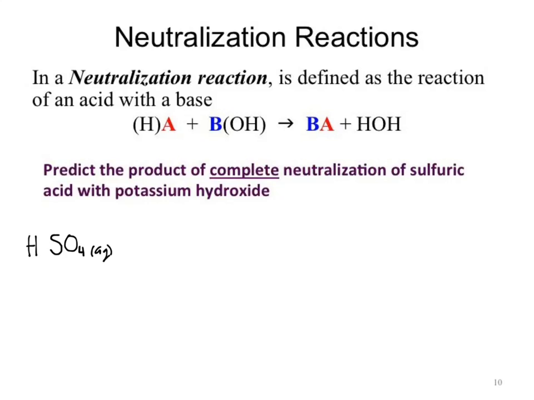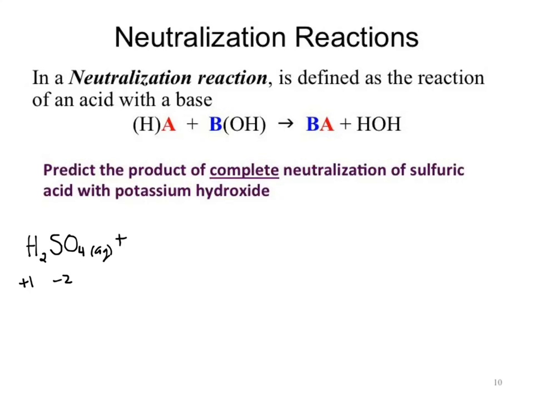Is our formula balanced? Charge on hydrogen, plus 1. Charge on sulfate, minus 2. Does our formula balance? No. What do we need to do? A 2 in front, or a 2 subscript? Formula, subscript. Equation, in front. I know, you have to keep them straight.